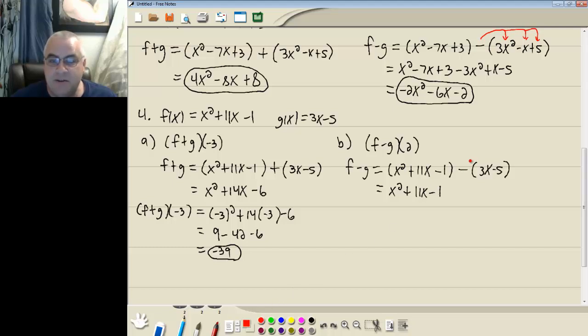And remember, a negative out in front of your parentheses flips the sign of everything inside. So that's going to flip the sign of the 3x and of the negative 5. So we got minus 3x plus 5. So we got x squared, 11x minus 3x gives us 8x. Negative 1 plus 5 gives us 4.